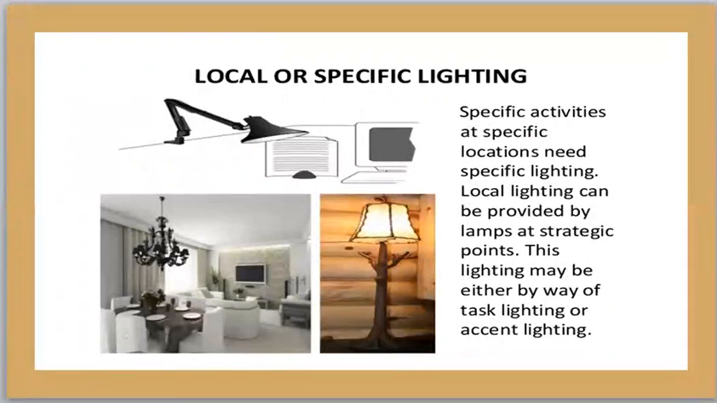Local or specific lighting. Specific activities at a specific location need specific lighting, like you can see on a stage where it is pointed towards somewhere. That's also known as specific lighting. Local lighting can be provided by lamps at a strategic point. This lighting may be either by way of task lighting or accent lighting.